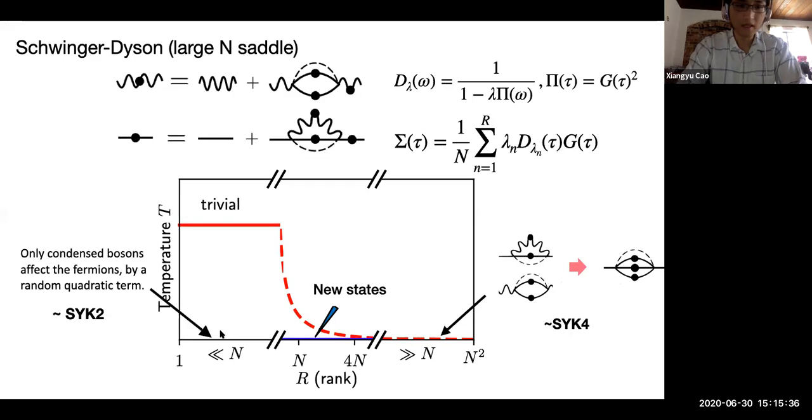Also, if there are far fewer bosons than fermions, then these bosons will not matter in the large N limit unless they form a condensate. And when they form a condensate, so you have a constant term here, then the condensate will generate a SYK2 type random quadratic term. So in this case, you will have just an SYK2 type model, which is non-interacting. So the only new interesting physics happens when the rank is proportional to n. So these are the new quantum states that we want to discuss.